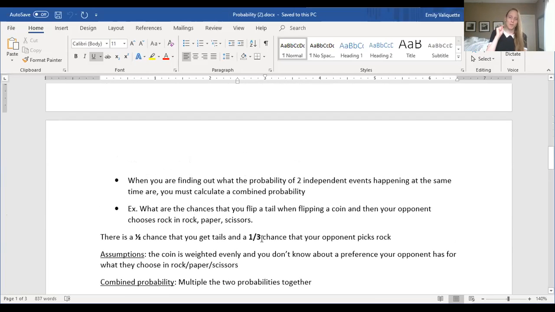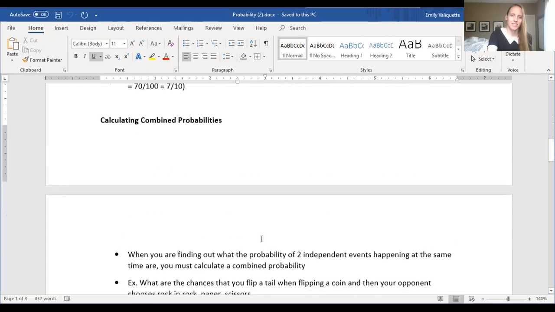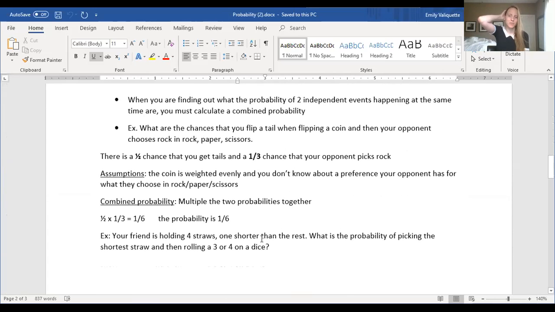Okay, combined probabilities. That's what this little title is, calculating combined probabilities. This is when you have probabilities of 2 independent things happening at the same time. So for example, what are the chances that you flip a tail when flipping a coin and that your opponent chooses rock in rock, paper, scissors? Well, there is a 1 in 2 or a 0.5 chance of flipping either heads or tails. And then there is a 1 in 3 chance that your opponent picks rock, because rock is one of the 3 options.